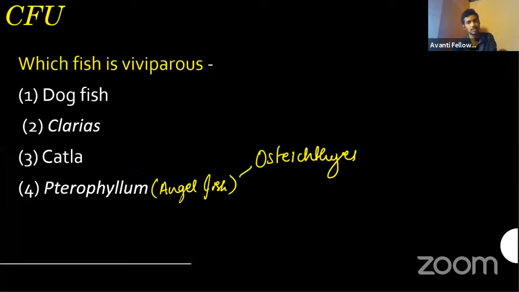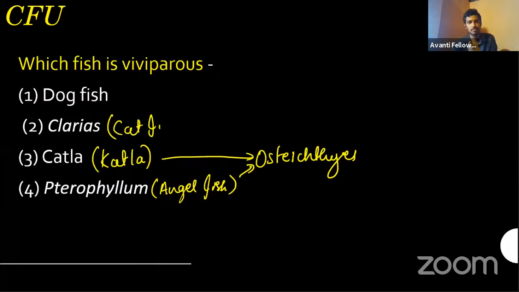Yeah, exactly. Bony fish. What is the common name of the Catla? Catla. Common name. Catla only. Right. Which class does it belong to? Bony fish. Okay. So what is the common name of the Clarias? Catfish. Exactly. Magur. You can say both of them. Which class does it belong to?